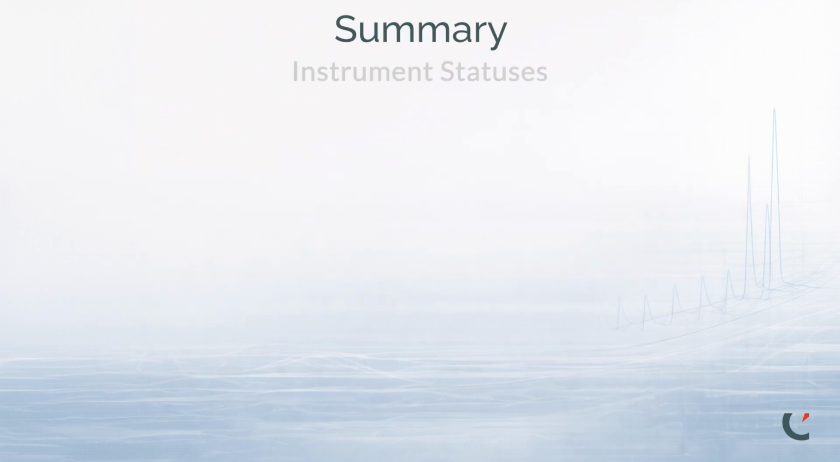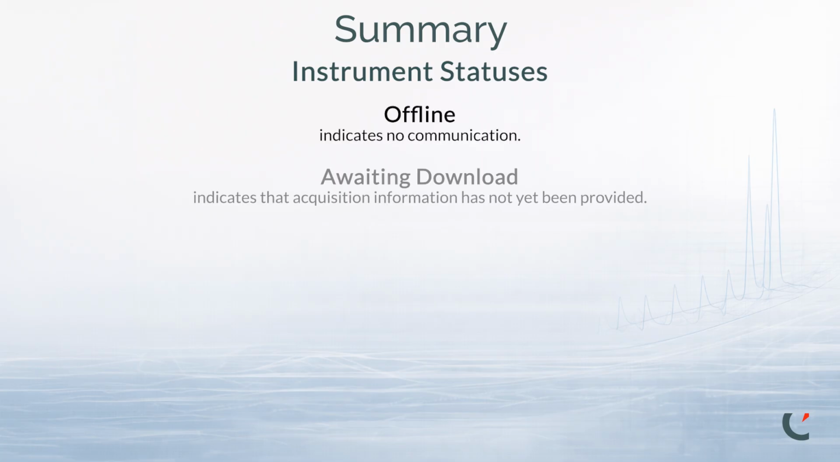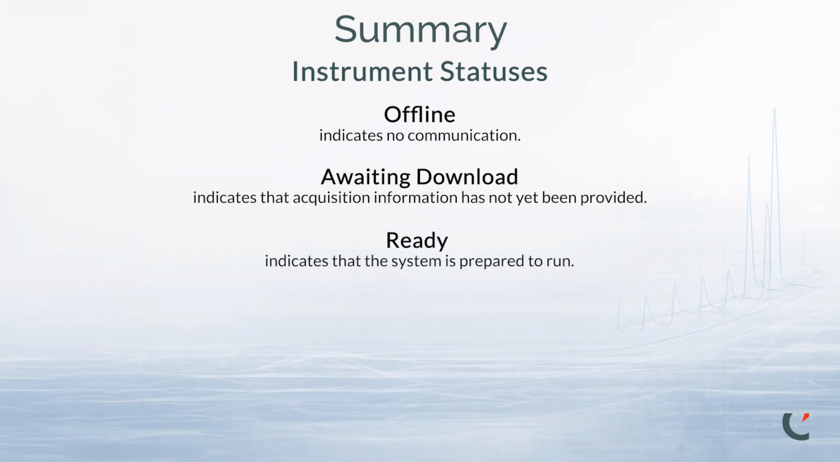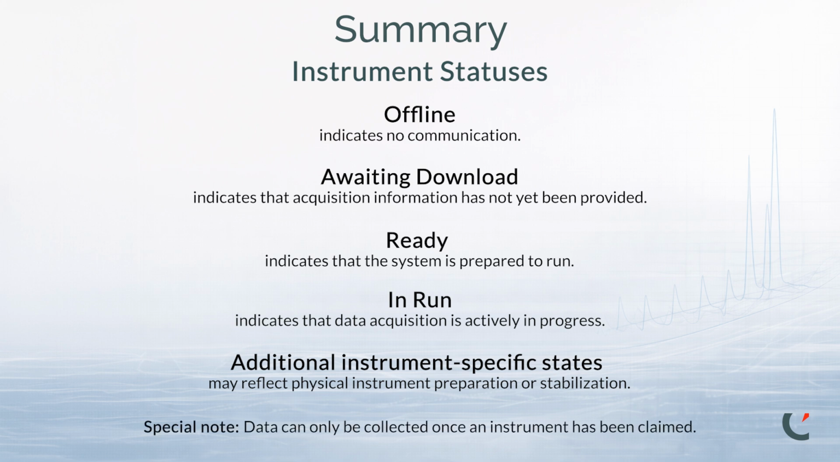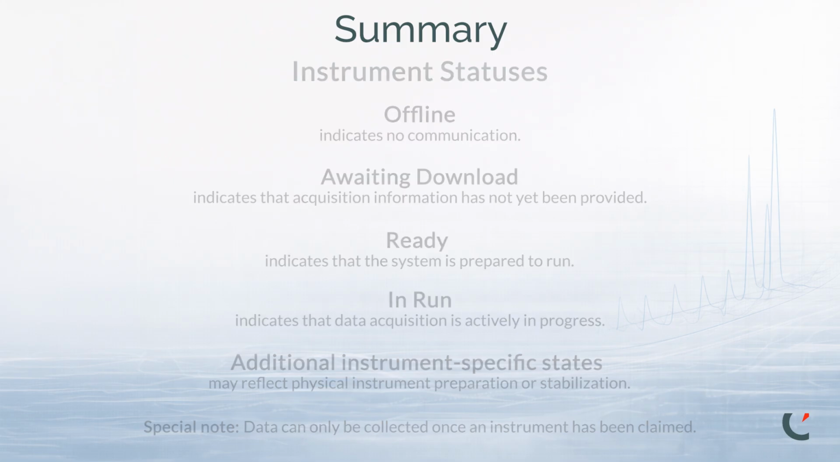Summary. The status column provides a clear indication of each instrument's acquisition condition. Offline indicates no communication. Awaiting download indicates that acquisition information has not yet been provided. Ready indicates that the system is prepared to run. In run indicates that data acquisition is actively in progress. Additional instrument-specific states may reflect physical instrument preparation or stabilization. Special note: data can only be collected once an instrument has been claimed. Understanding these messages helps you interpret what the system is doing without needing to troubleshoot.